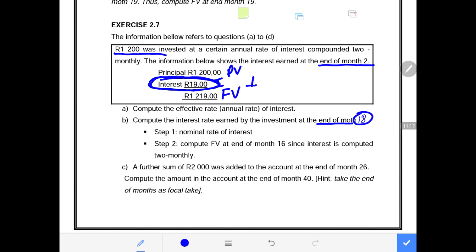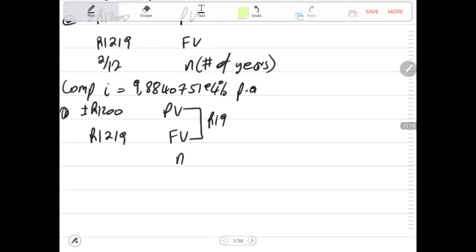So that means our N will be the number of times the interest was earned. I want you to take note of that. Our N will be the number of times the interest was earned. And the interest was earned only once, meaning our N will be one compound, which is a period of 2 months. So please take note of that. That one is not in years; it indicates that we only earned interest once, meaning only for the first 2 months, and we got 19 rand. This is the number of periods the interest was compounded, which is once.